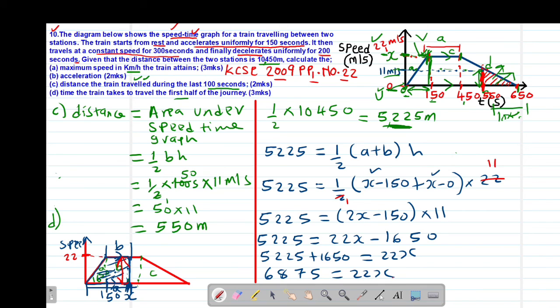So this one will simply mean that our value of x will be given by, so x will be equal to 6875 then divided by 22, which is going to give us, divide by 22, so I'll get my x being equal to 312.5. But x, remember, it was on the time axis, therefore these are seconds. So this is the time that it will take the train, that is the time the train takes to travel the first half of the journey will be 312.5 seconds.